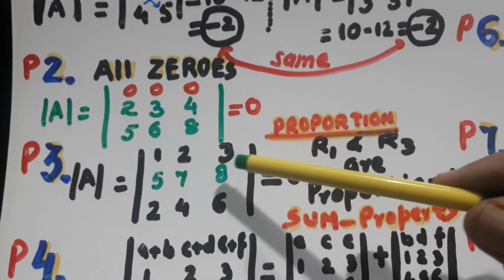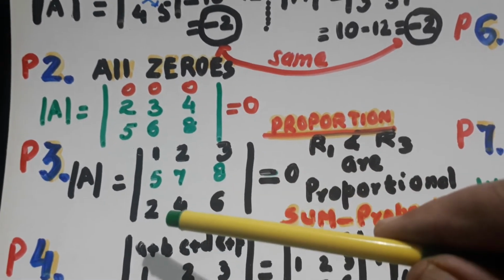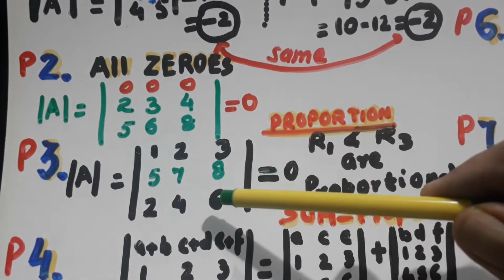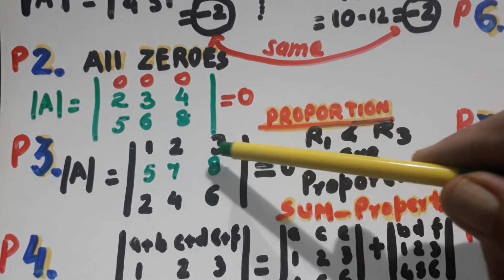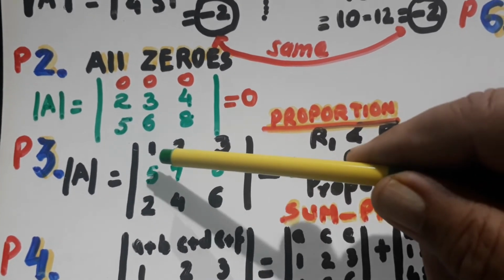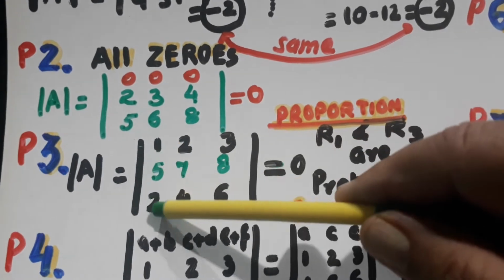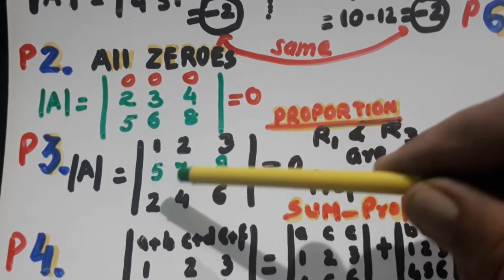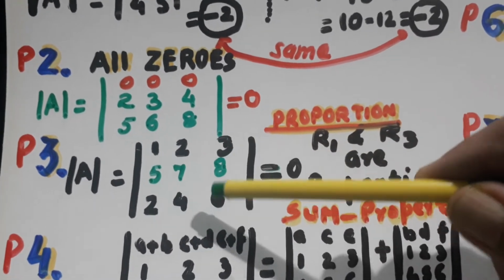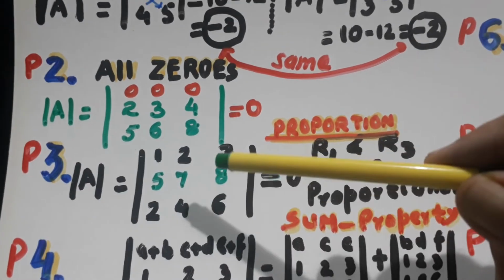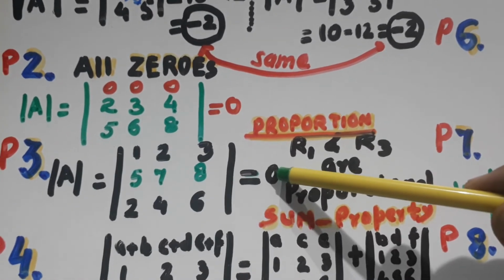Look here, 1, 2, 3, 5, 7, 8, 2, 4, 6. These rows, 1, 2, 3 and 2, 4, 6, are in the ratio of 1:2. Look here, 1 over 2. 2 over 4 is again 1/2. 3 over 6 is also 1/2. They are in proportion. So the answer will be 0.